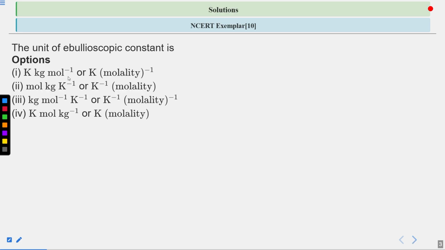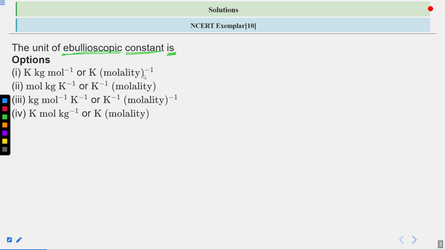Okay. So let's start with our first question, which is from the NCERT Exemplar number 10. The question says that the unit of ebullioscopic constant is. So you have to tell the unit of ebullioscopic constant.